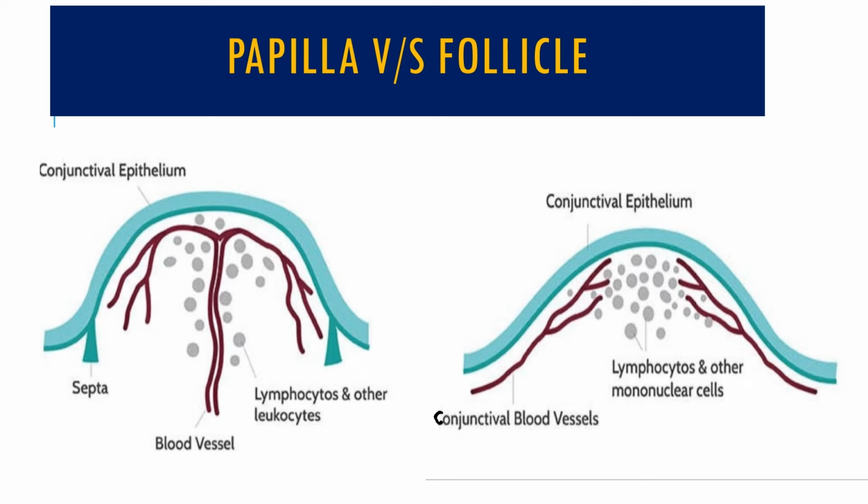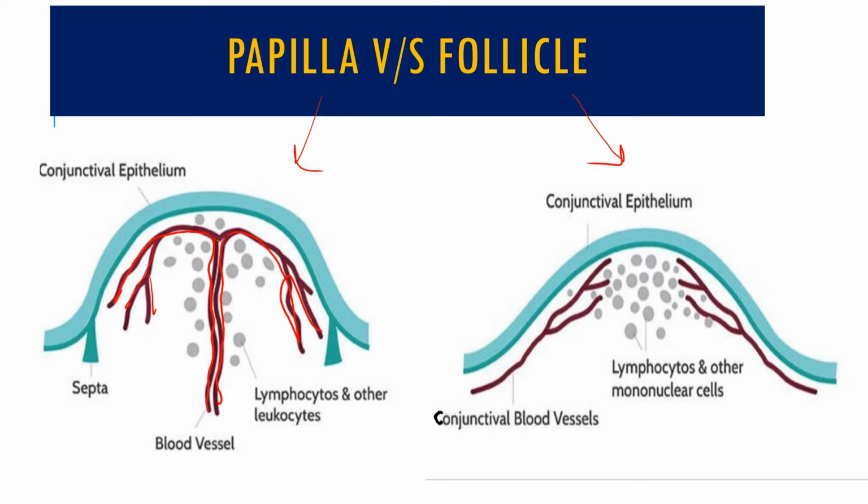Now, this would be the correct time to differentiate between a papillary reaction and a follicular reaction. Before we jump into the detailed explanation, I would like you to observe these diagrams. The first picture is that of a papilla, and the second picture is that of a follicle. If you observe carefully, look at the location of the blood vessels. In case of a papilla, the blood vessel is present right at the center of that elevated growth, and then it spreads towards the periphery, right?